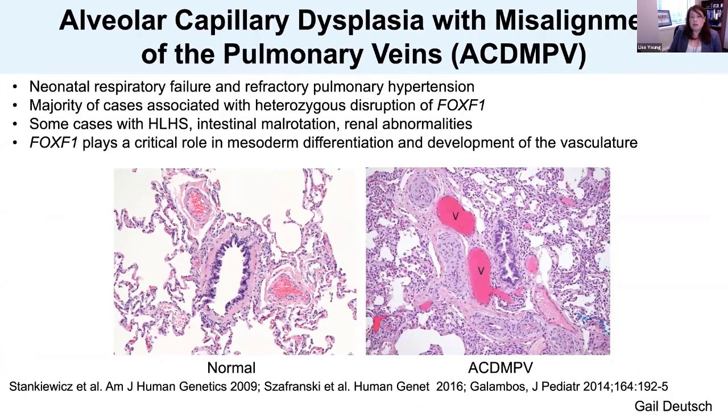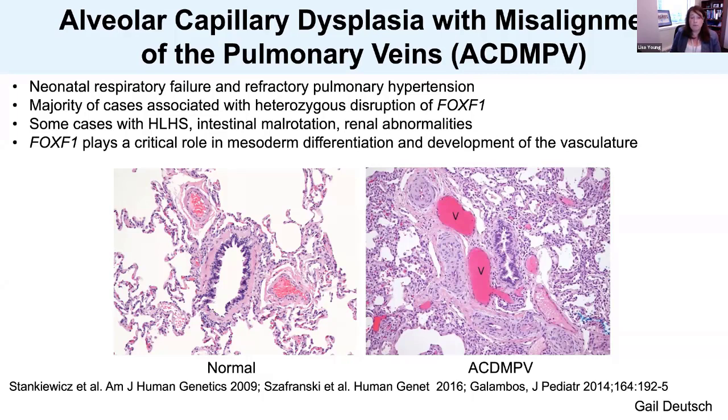Alveolar capillary dysplasia with misalignment of the pulmonary veins is a mouthful, but one you should know about because it's one of the sort of worst forms of causes of neonatal respiratory failure with refractory pulmonary hypertension. The majority of cases are associated with heterozygous disruption in FOXF1. Some of the patients have hypoplastic left heart, intestinal malrotation, or renal abnormalities. So if you're consulted for an infant with neonatal respiratory failure, you're thinking about surfactant disorders, you're going to also put this on your list. You're going to want to look for these extrapulmonary clues.